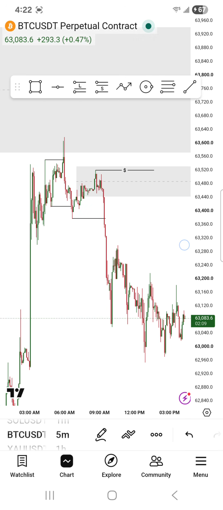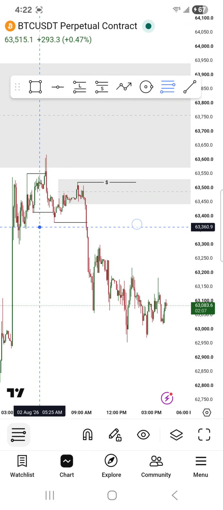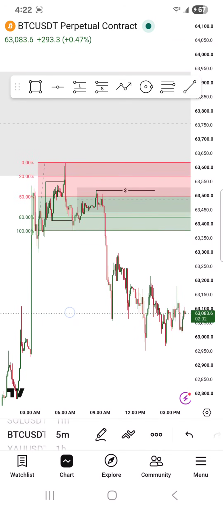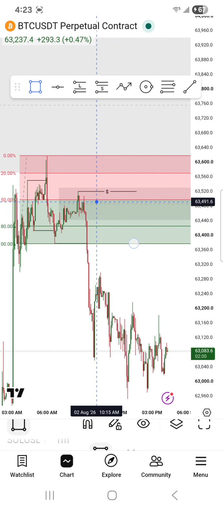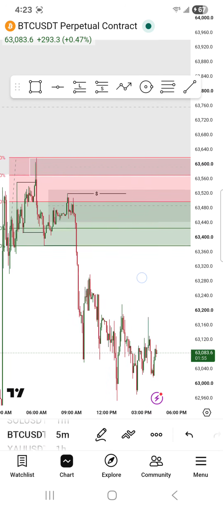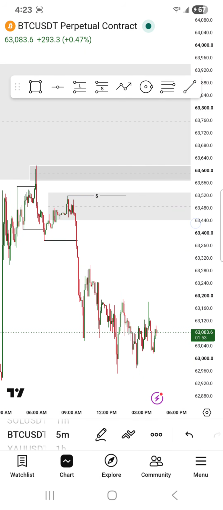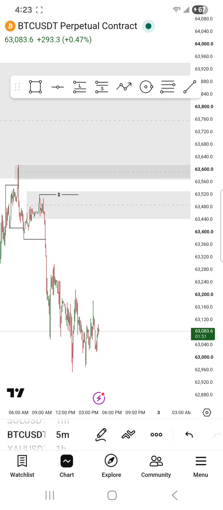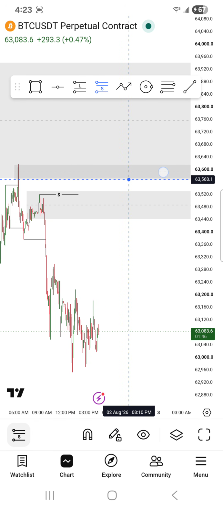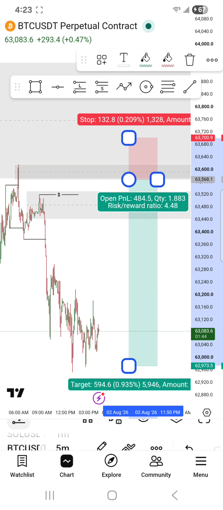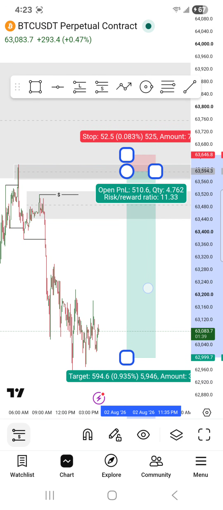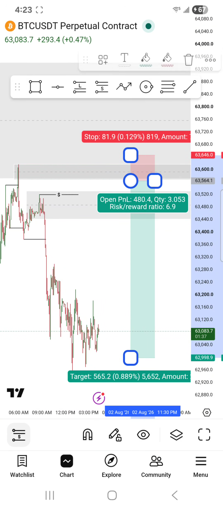All right, now let me use my Fibonacci. From this zone to this zone, I mark out my Fibonacci. So this is my entry area, this zone here, guys. Now that I have this zone as my entry area, I'll target this entry here. I'll target the front, and then I'll target this back. I'll move this a little, and then I'll place it very well.